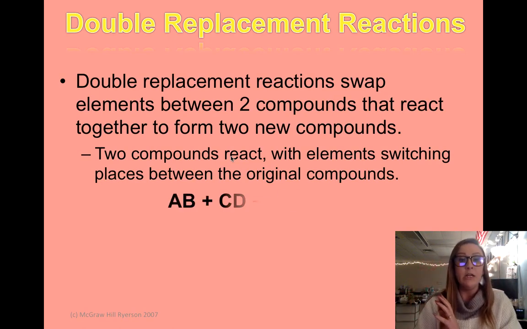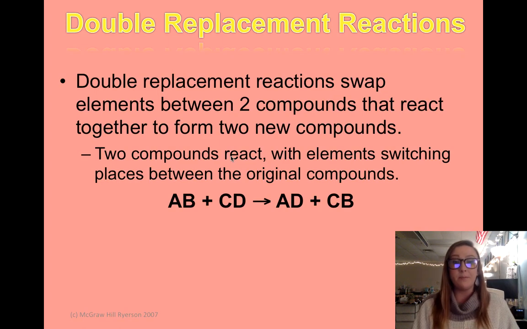This is represented by AB plus CD, and then when we add energy, yields AD plus CB. In the beginning, A was bonded with B, but at the end, in the products, A is bonded with D. In the beginning, in the reactants, we had C, which was bonded to D, and at the end of the reaction, C is now bonded with B. So they switched dancing partners, okay?